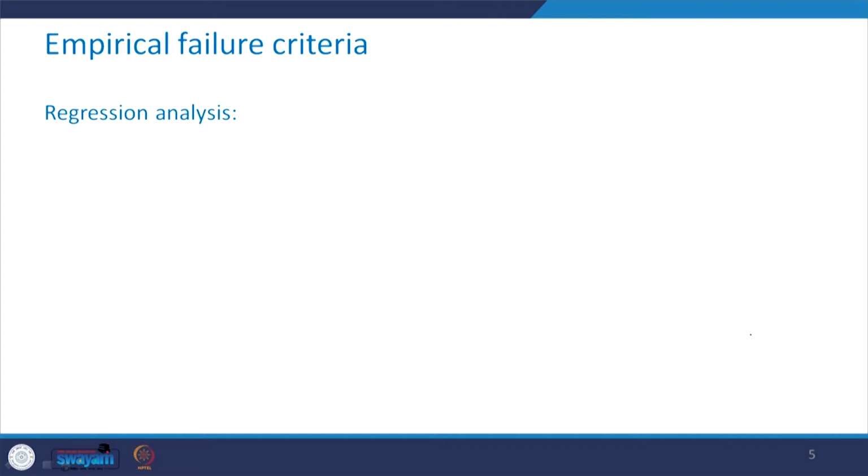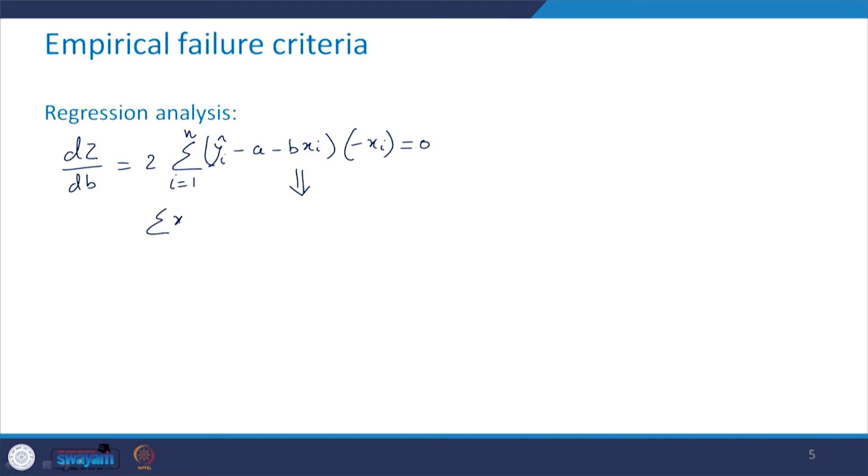Now, we differentiate z with respect to b. So, what we are going to get is this expression, that is 2 summation i equal to 1 to n (yi cap minus a minus b xi), and corresponding to this term I will have minus xi, and since I want to minimize z, I will make this equal to 0, and this is going to give me further summation xi yi cap minus a xi minus b xi square, this whole bracket, which is equal to 0, and i is varying from 1 to n.